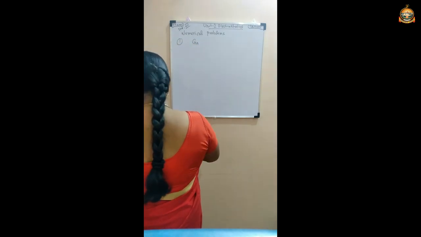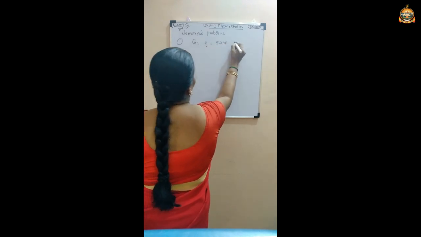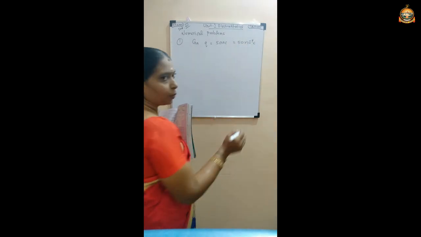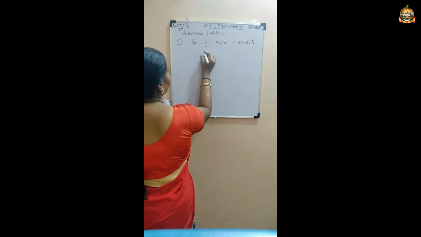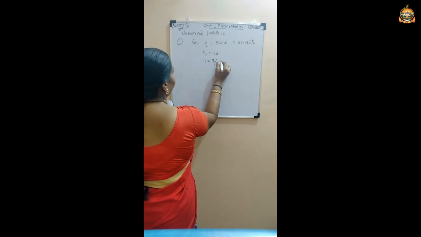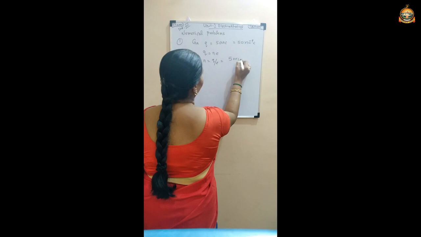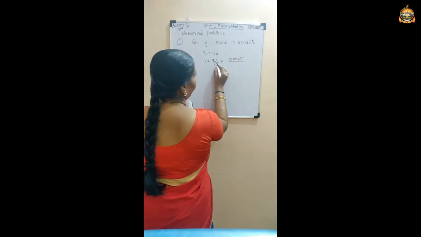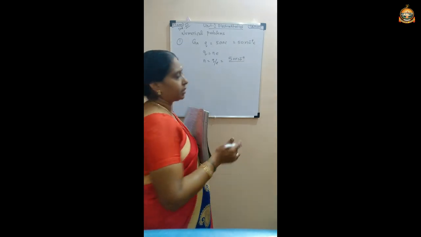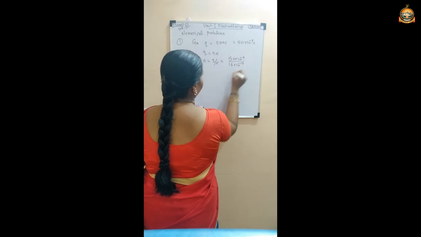What is the value given here? That is Q is equal to 50 nanocoulomb. What is a nanocoulomb? 50 into 10 to the power of minus 9 coulomb. What is the formula we have to use? Q is equal to NE, or N is equal to Q by E. What is Q? Q is 50 into 10 to the power of minus 9, divided by E, the charge of the electron that we already saw in the theoretical part. E is equal to 1.6 into 10 to the power of minus 19 coulomb.